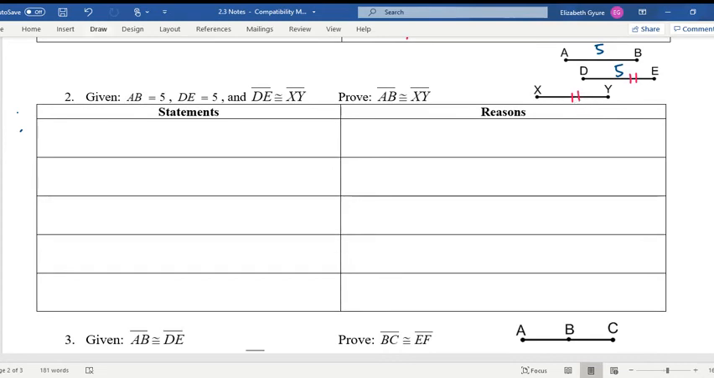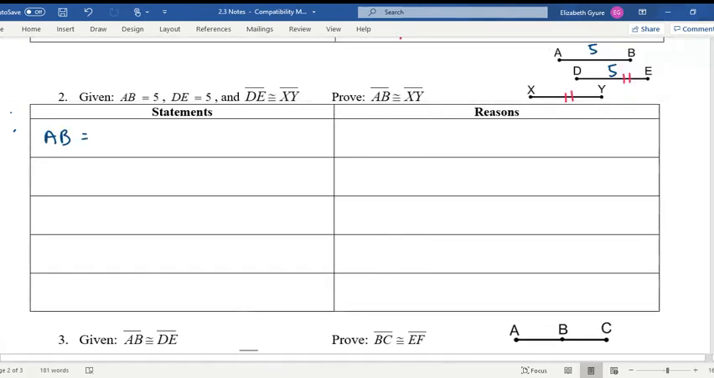So let's say that the measure of AB equals, oh no, we're back. Okay. The measure of AB is 5. The measure of DE is 5.